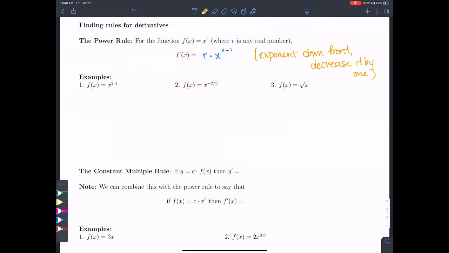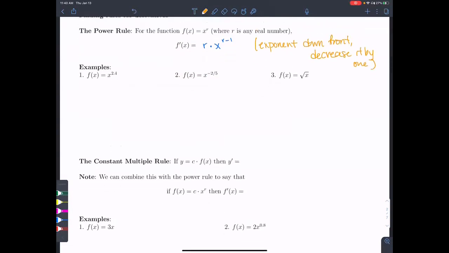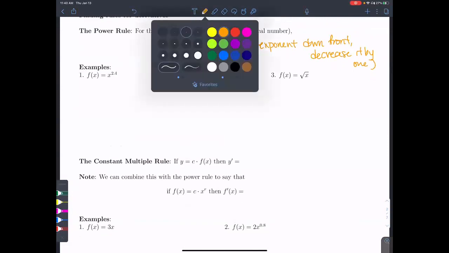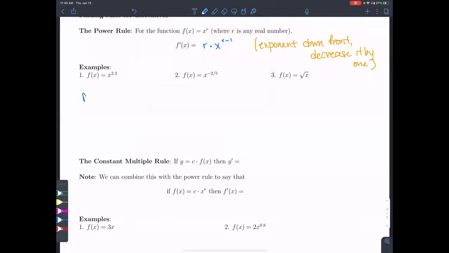So when you are doing the derivative for x to some power, you're going to write the power in front, then decrease the power by 1. So for this one, we have f prime of x. This is the derivative, is going to be exponent down front, decrease it by 1. So 2.4 minus 1, really 2.4 x to the 1.4.